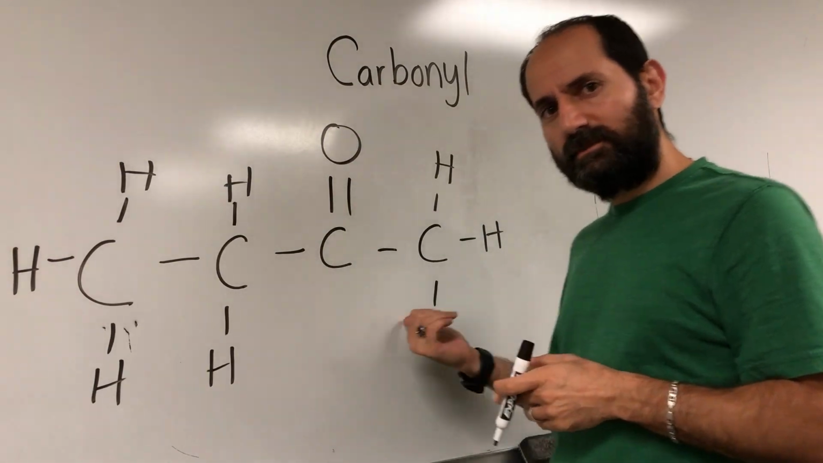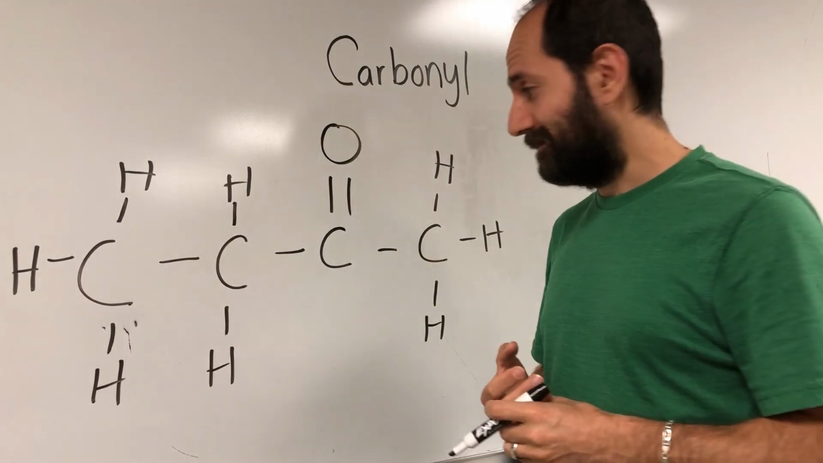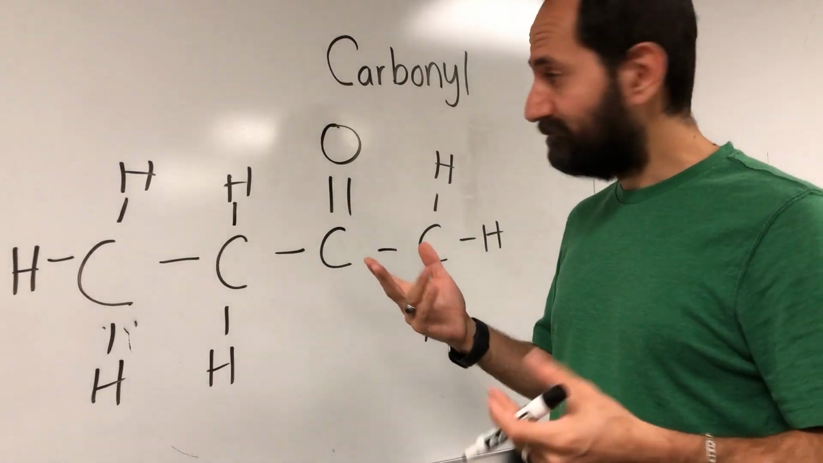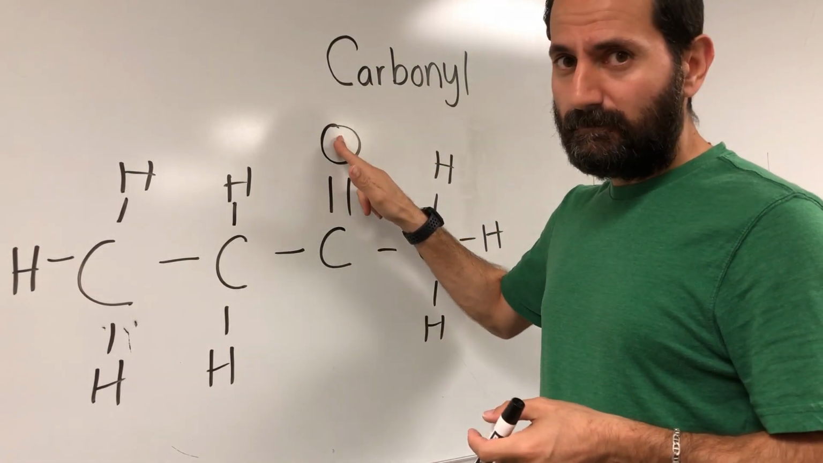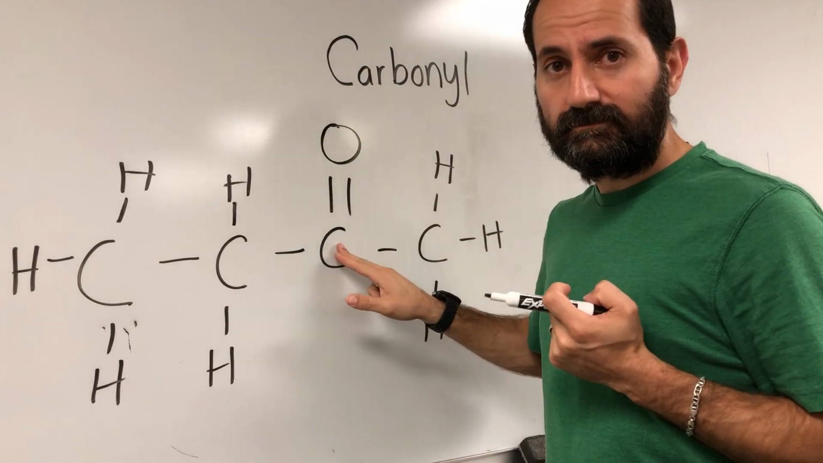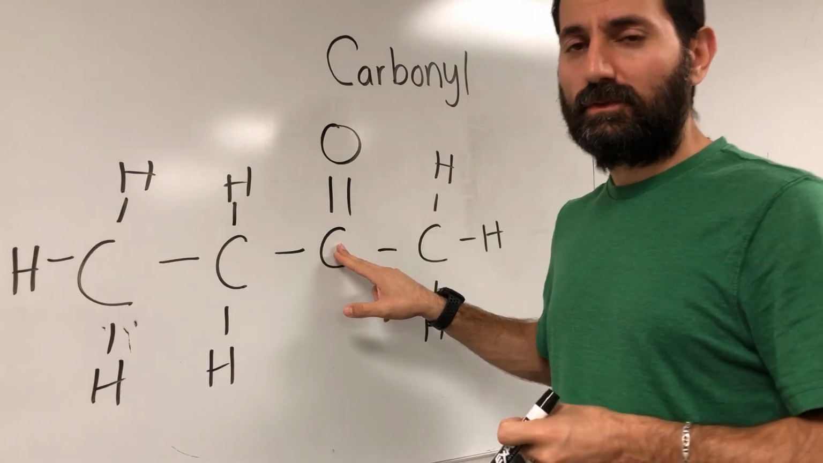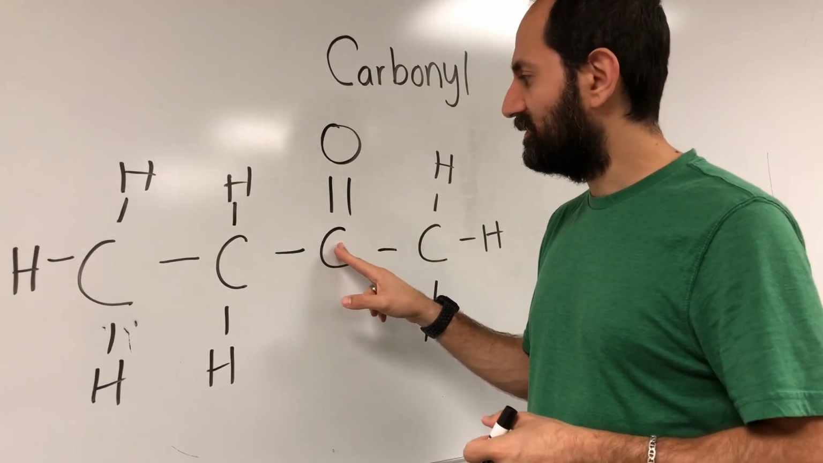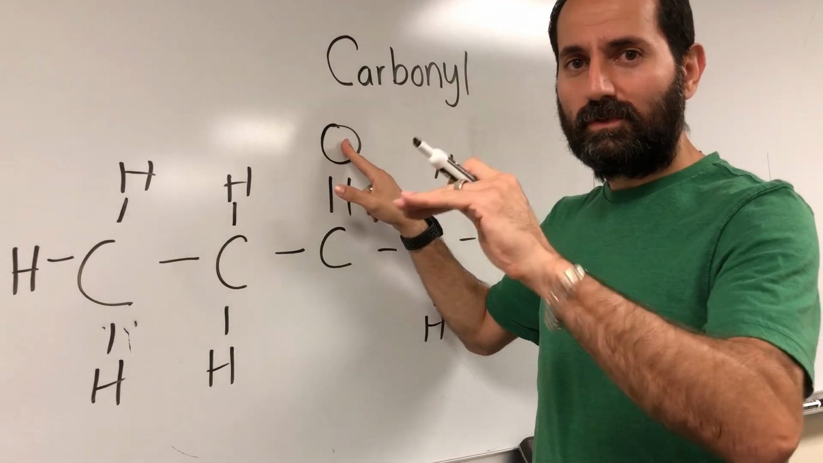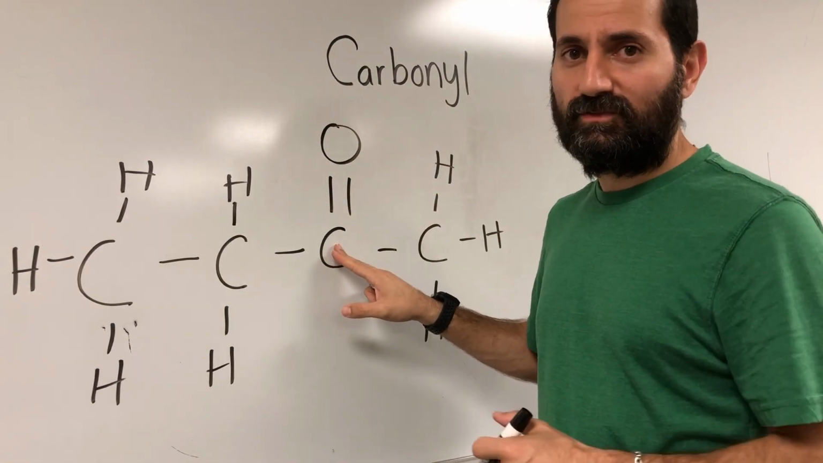What properties does a carbonyl group have? Well, polar for one thing, it's polar. Oxygen has a greater electronegativity than carbon. Again, remember what that means. Electronegativity is affinity for electrons, greediness for electrons. Oxygen has more greediness for electrons. Carbon has lower greediness for electrons.